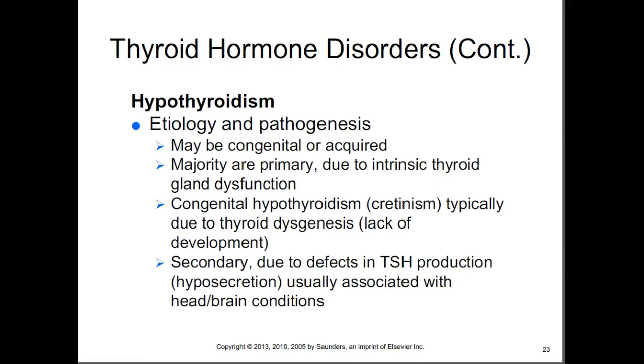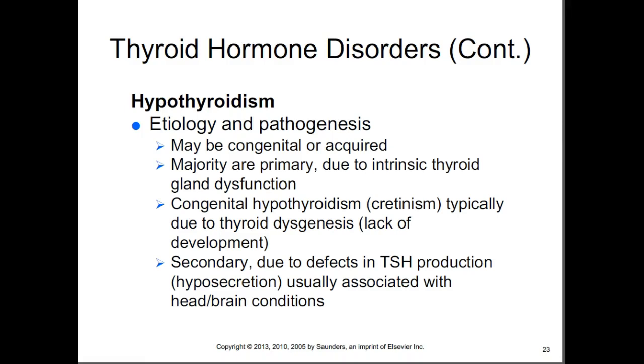Right, so hypothyroidism may be congenital or acquired, right? If it's congenital, which means you're born without it, that actually is pretty significant and pretty severe. The majority of these disorders are primary. They are due to intrinsic thyroid gland dysfunction, right? And then congenital hypothyroidism, called cretinism, like the example that I gave you previously, is typically due to thyroid dysgenesis, which basically means that the thyroid gland never developed.